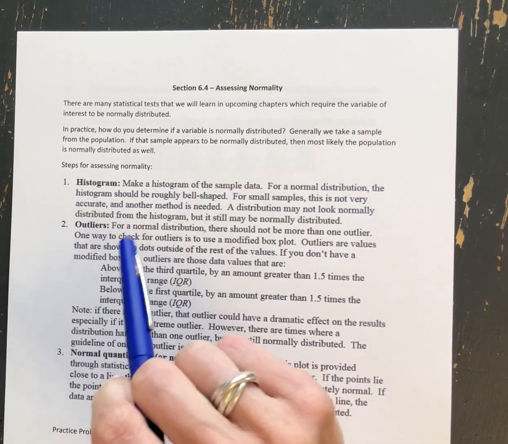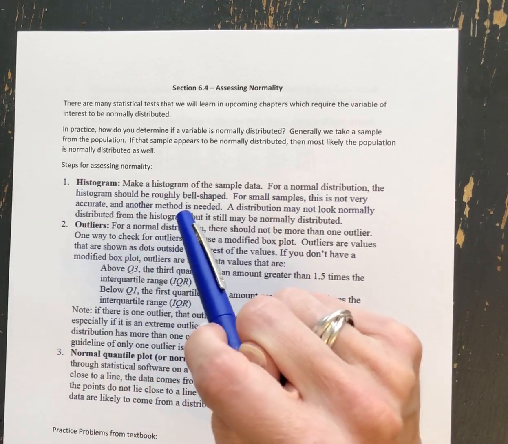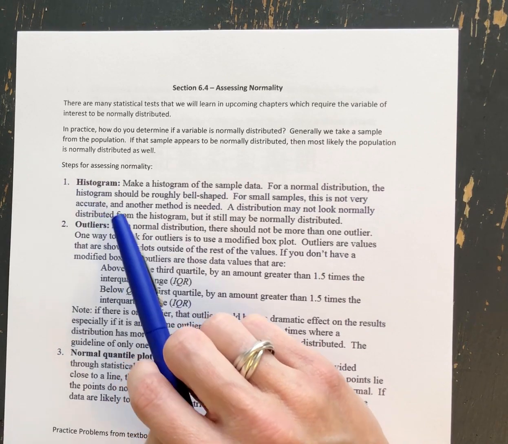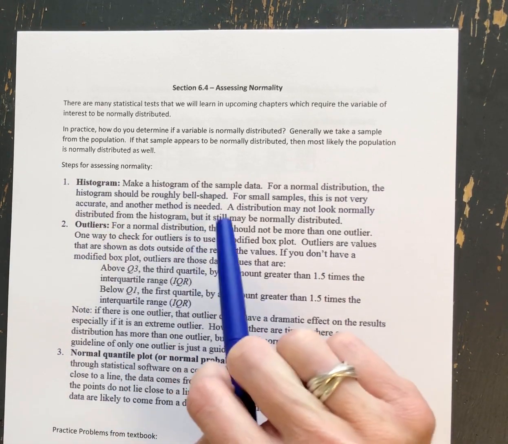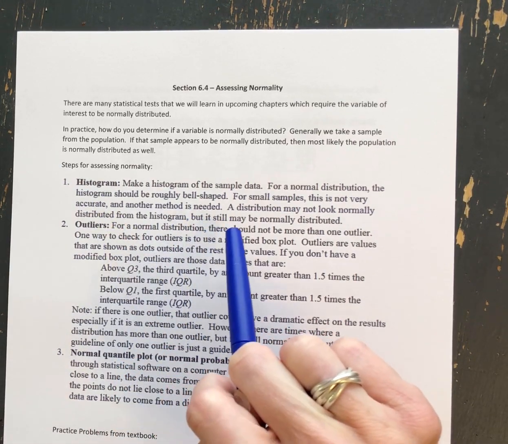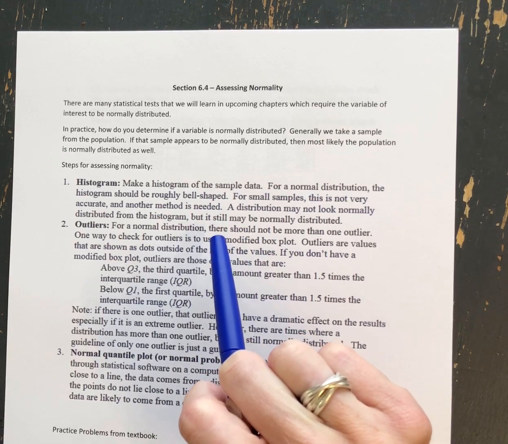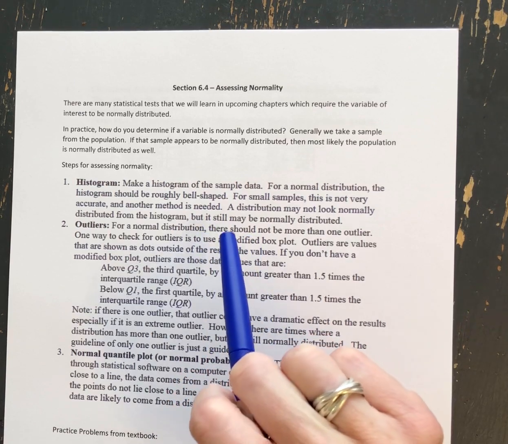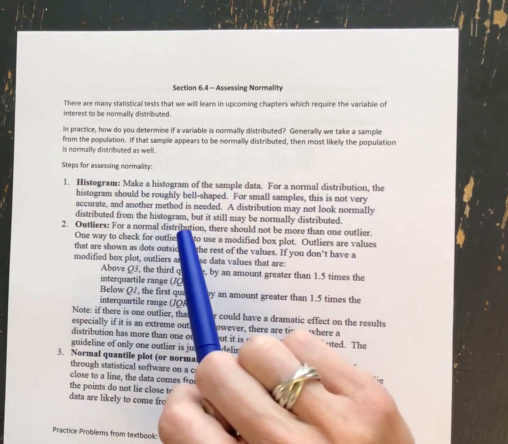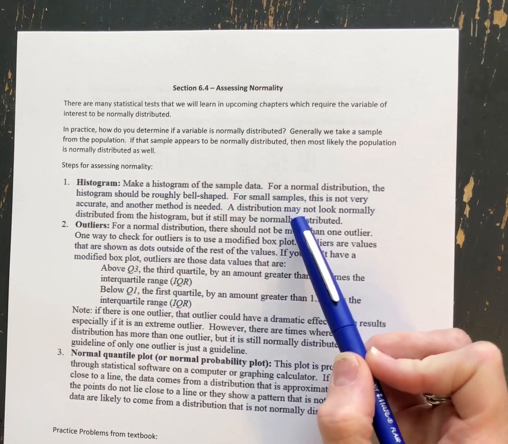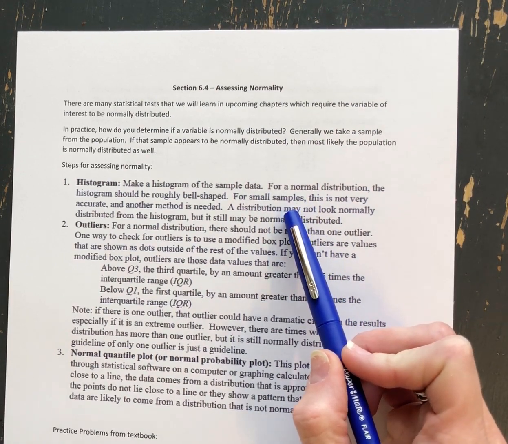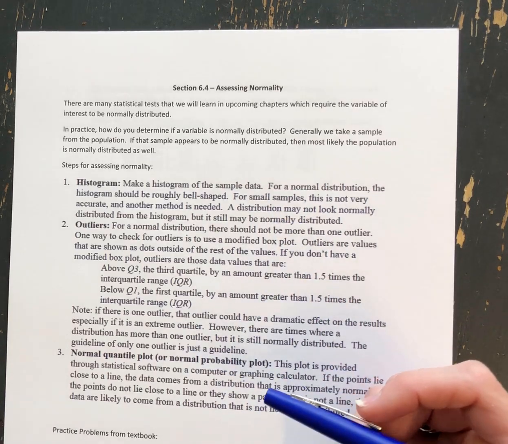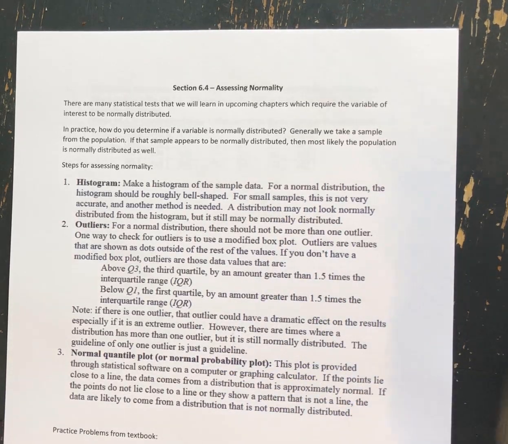And so we have some steps here for assessing normality in a variable. The first thing is to draw a histogram. We learned how to do histograms already. If you make a histogram for your sample data and you have a nice bell-shaped distribution, then you're likely to have a normal distribution. This is more difficult for small samples as you can't really see the smooth bell-shaped curve up here yet. So we need some other techniques as well, okay?